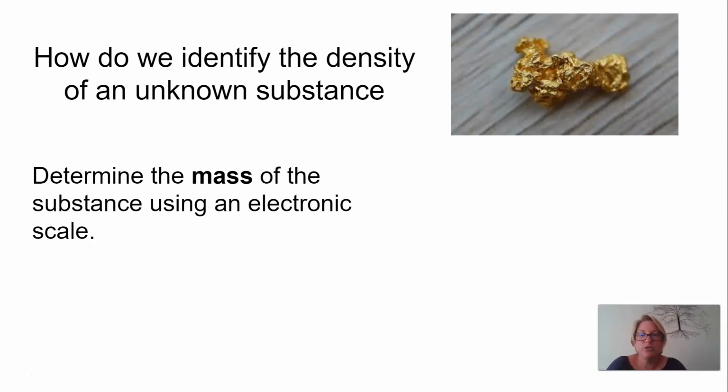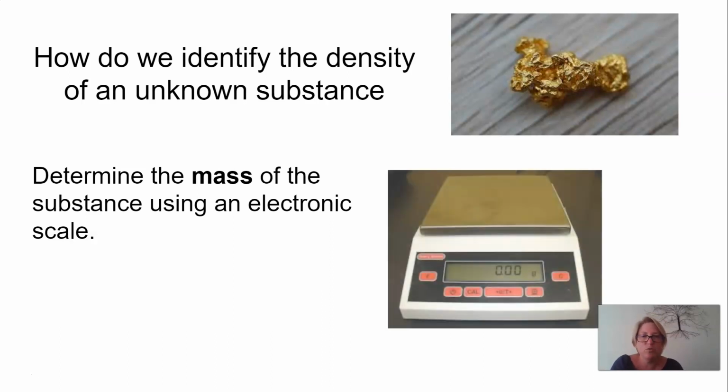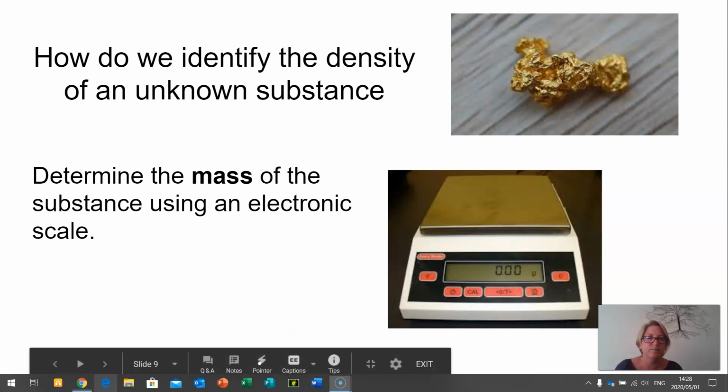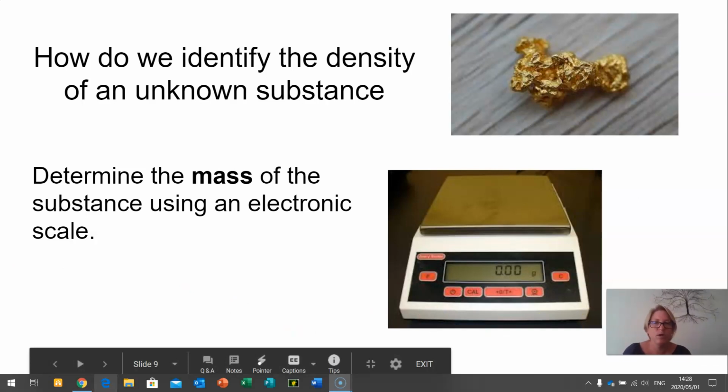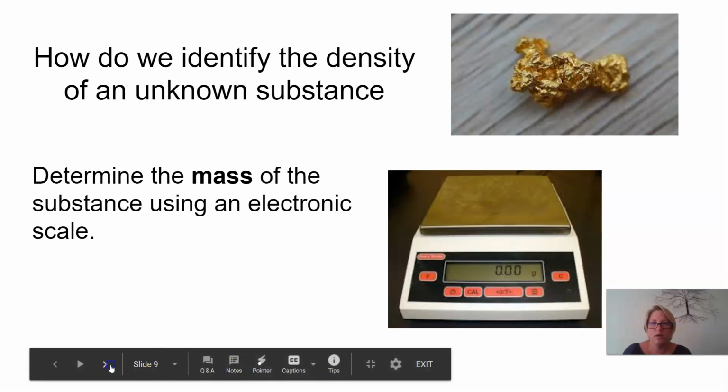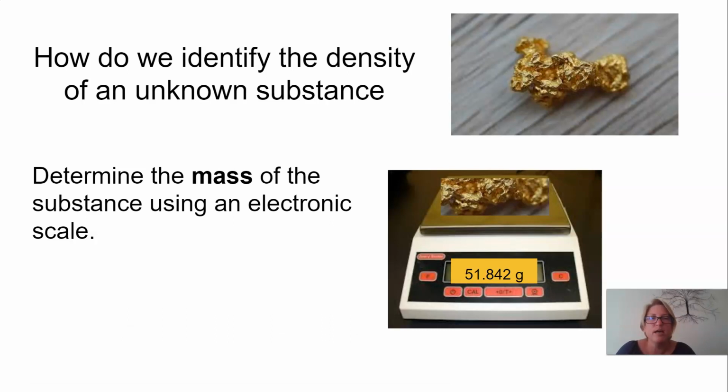So the first thing you need to do is determine, in order to calculate the density, you need the mass and you need the volume. So the first thing we need to do is to determine the mass. So we will calculate that by using this electronic scale. So we will put our substance onto the scale, and when we put it on the scale it tells us that we have 51.842 grams. So you can copy that mass down because we'll need it for later.